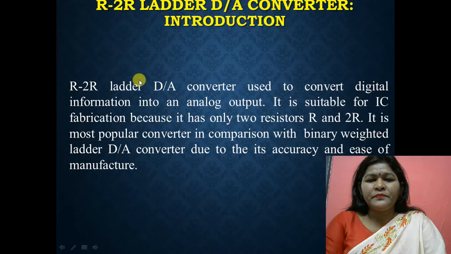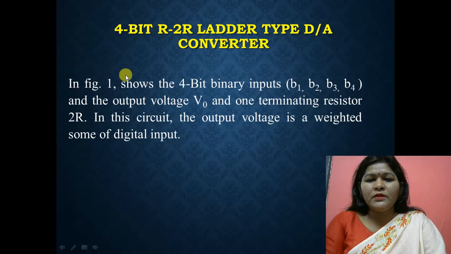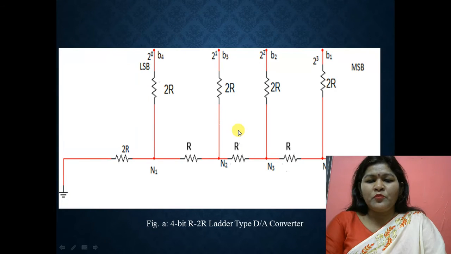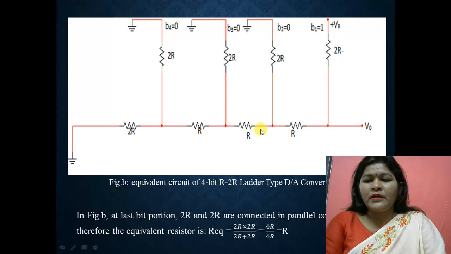This is the most significant bit and this is the least significant bit. So this figure shows the 4-bit binary inputs B1, B2, B3, B4, the output voltage V0 and one terminating resistor 2R. In this circuit the output voltage is a weighted sum of the digital inputs. So here we will calculate the output voltage V0.